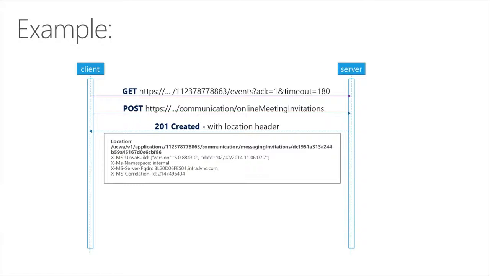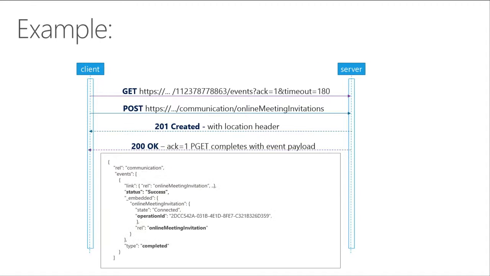Now, all the information for the resource which got created will come to you in the event channel. So you see the first GET, the previously parked GET, will complete here with a payload, right? And it will say, hey, the online meeting invitation which got created has completed successfully or failed. But my point is, asynchronous operations always need the event channel to complete. The bulk of the notification system will be given to you in the event channel.